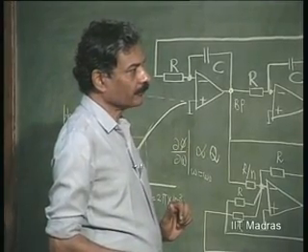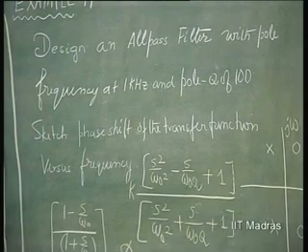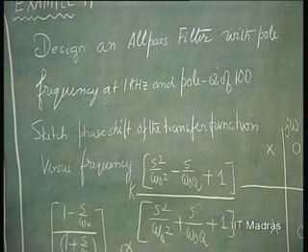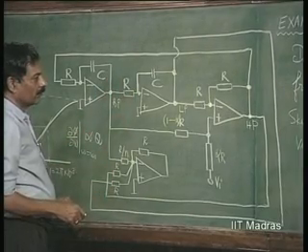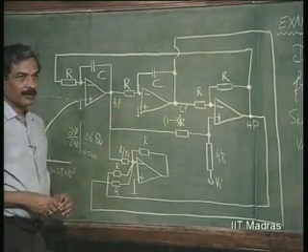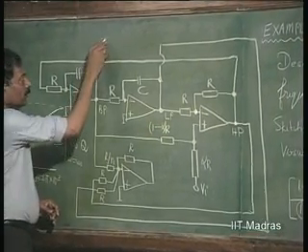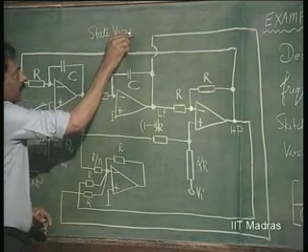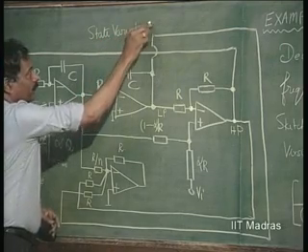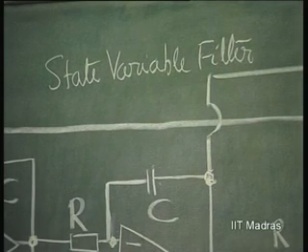Now, let us see how this can be synthesized using the KHN network. This circuit is also called, let us say, universal active filter, or also state variable filter. Different people call it different names.